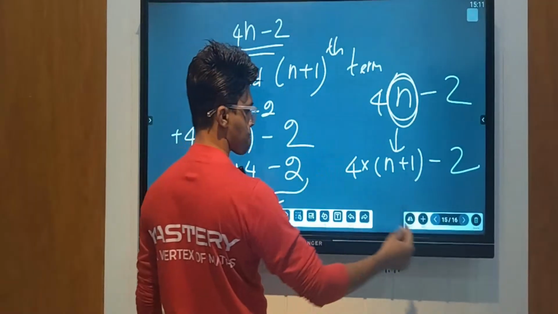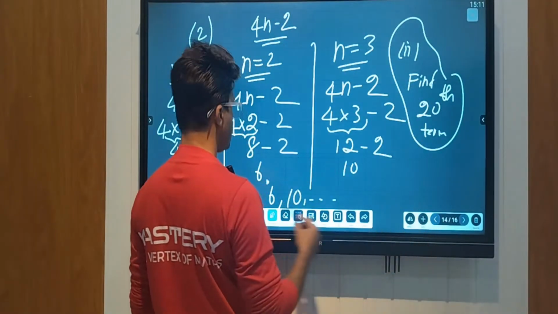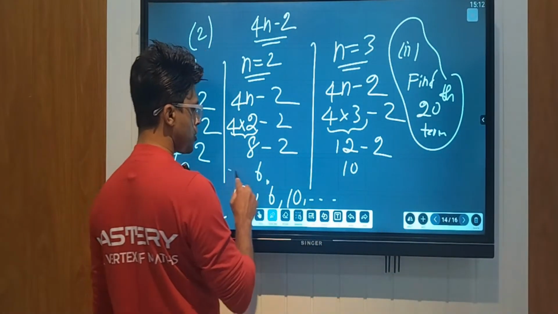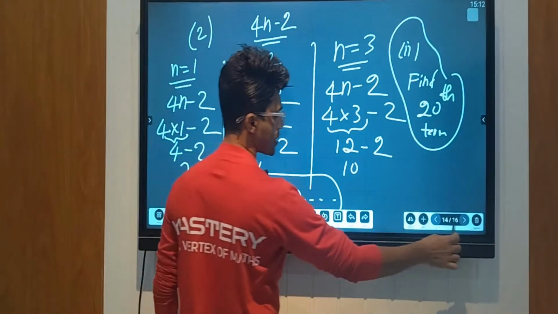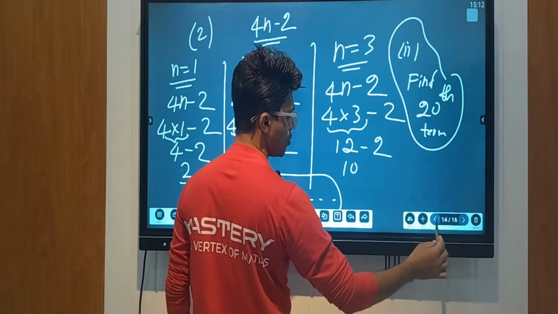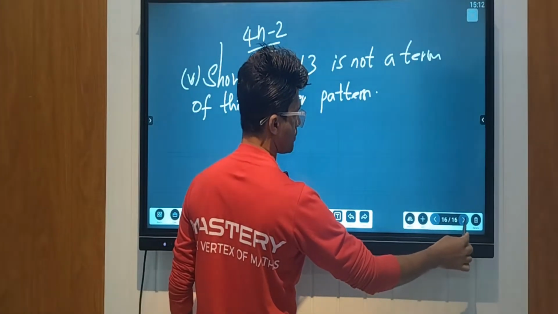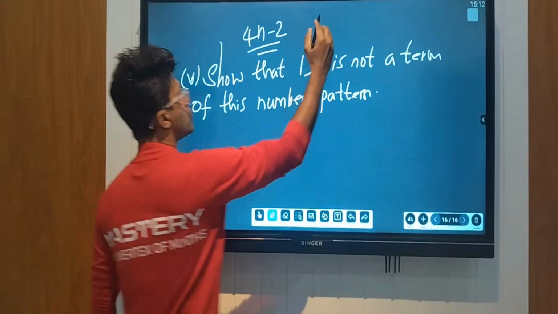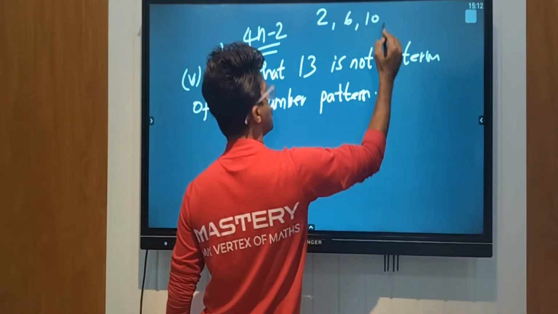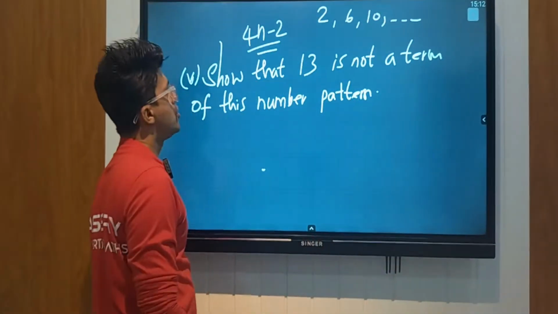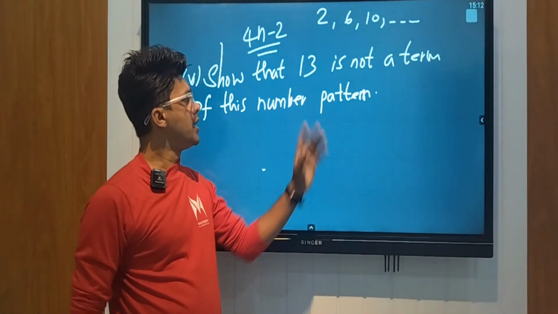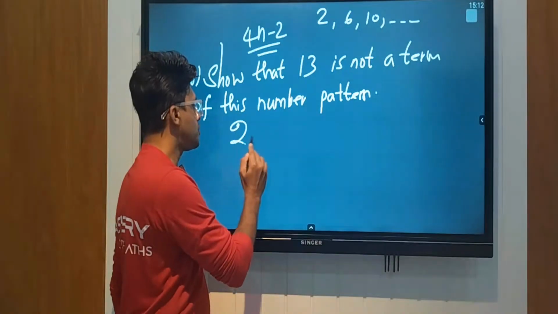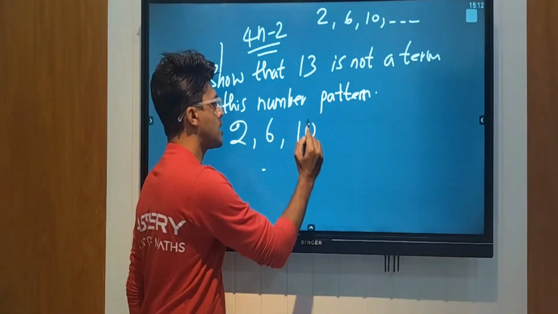According to the question, you are given the terms of this number pattern: 2, 6, 10 and so on. Right? So really you understand this one. Then these are the terms of this number pattern, 2, 6, 10 and so on.